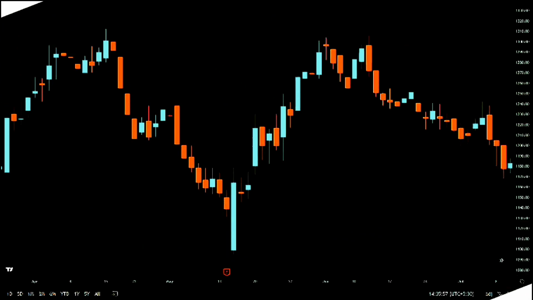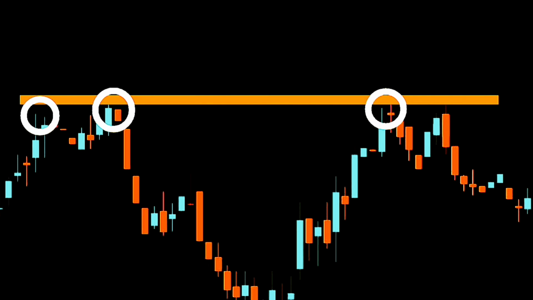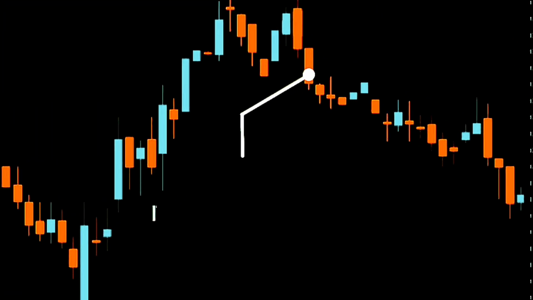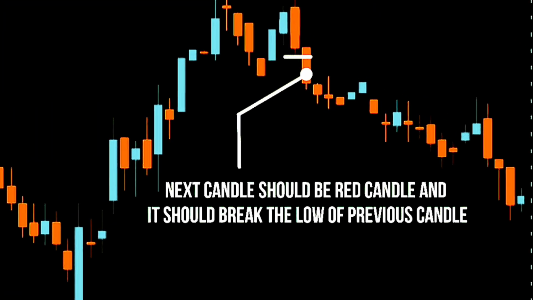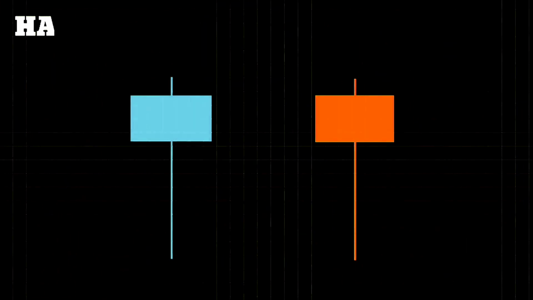Let's look at another example. Here, you can see the price gets rejected multiple times at this level and moves downward, making it a major resistance level. Then the price returns to this level and forms a bearish engulfing pattern. Still, you shouldn't take a trade immediately. If the next candle is a red candle and breaks the low of the previous red candle, you can enter a sell trade here.